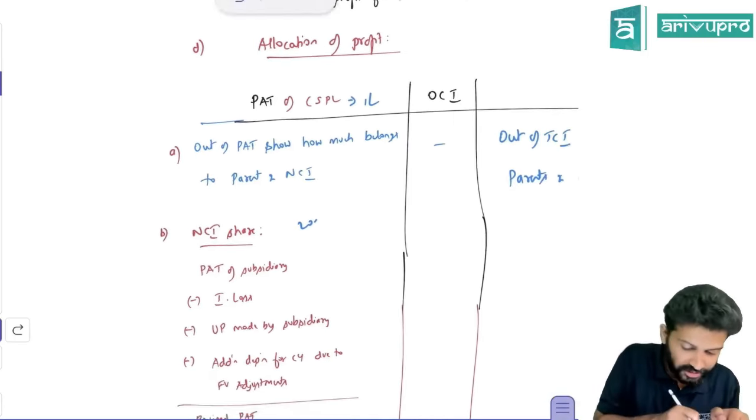So the NCI's share has reduced. Where do you show NCI in the consolidated balance sheet? On the liability side. So NCI obviously has a credit balance. But due to this transaction, the NCI balance is reducing, so you will debit NCI. Okay. Let's say the worth of the investment is 100.